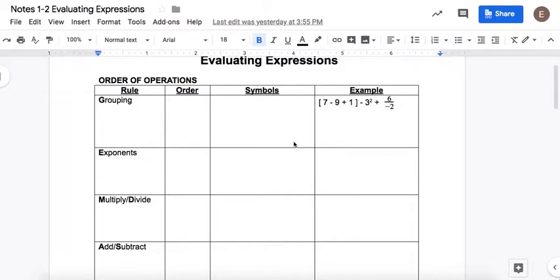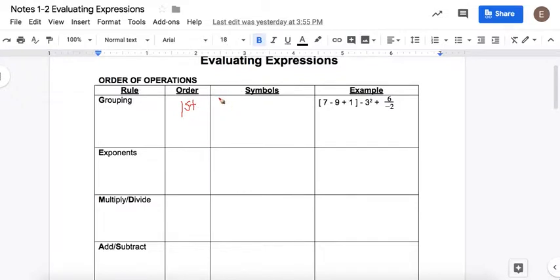To my video on evaluating expressions for a variable using order of operations. So in the past, you had learned that the first step of order of operations is parentheses. But you'll notice I've replaced it with grouping because there's more than just parentheses in 8th grade math here. So grouping is the first step. So we're looking for any grouping symbols.